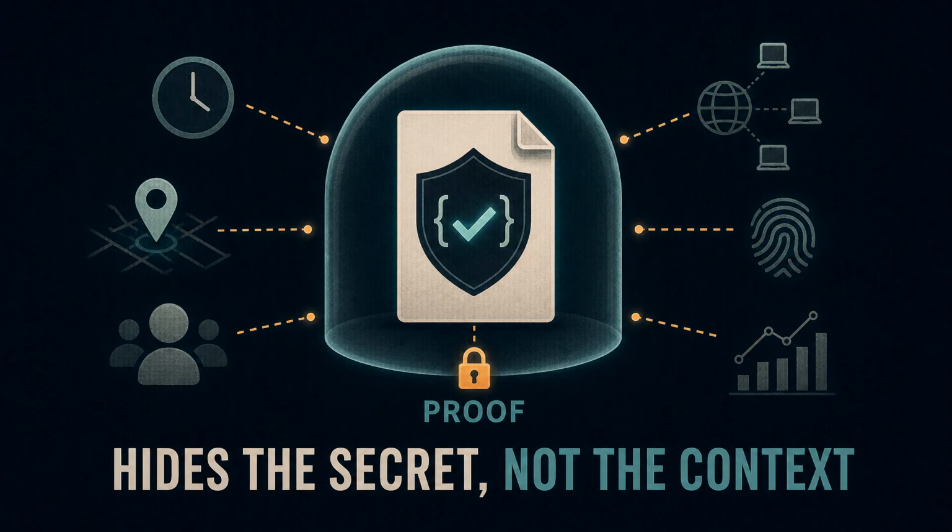Another misunderstanding is that zero-knowledge automatically hides everything. A proof can hide the secret inside a statement, but the surrounding system may still leak metadata. Timing, network addresses, account patterns, or repeated behavior can reveal information if the whole design is not private.